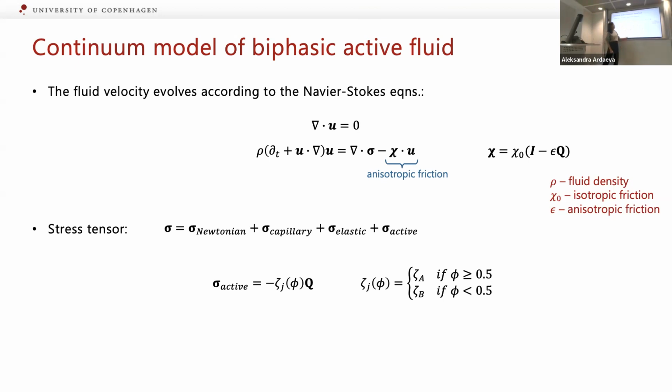We also add anisotropic friction to make sure that our model is consistent with what we saw in this SPR model, and we want to check whether here anisotropic friction would do something.